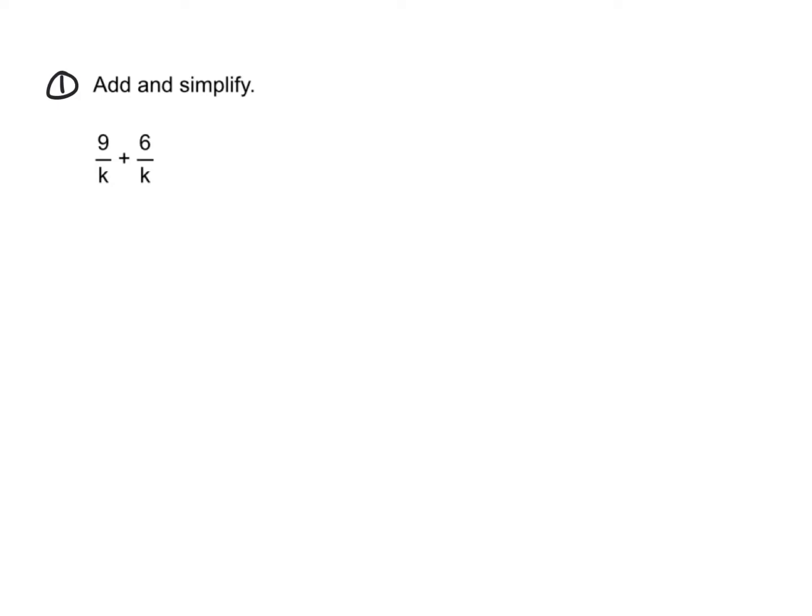Okay, lesson 6.4 is all about adding and subtracting fractions. Remember, to add and subtract fractions, we have to have common denominators. Since these are already both the same, then that's just 9 plus 6, both of those things over k, which is 15 over k.